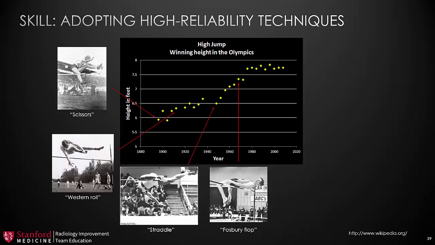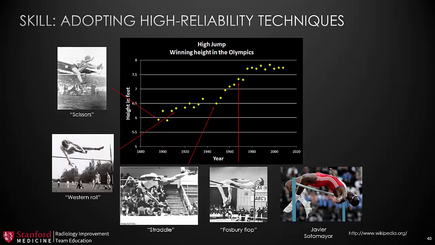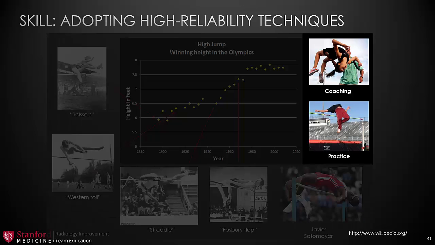In 1968, Dick Fosbury won the gold medal with a new technique going over backwards, which was named the Fosbury flop. The technique was perfected by Javier Sotomayor from Cuba, who in 1993 became the first and only human to ever clear 8 feet. Note how the techniques improved over the years, with the center of gravity moving lower and lower. When done correctly with a flop, the center of gravity actually never does pass over the bar. And when relying on individual skill for performance, excellence is attained through coaching and practice.